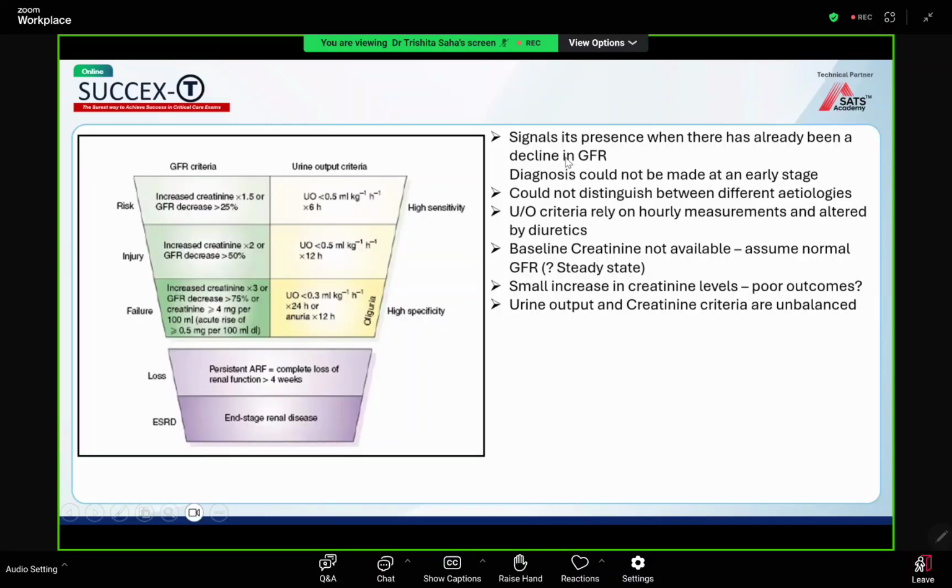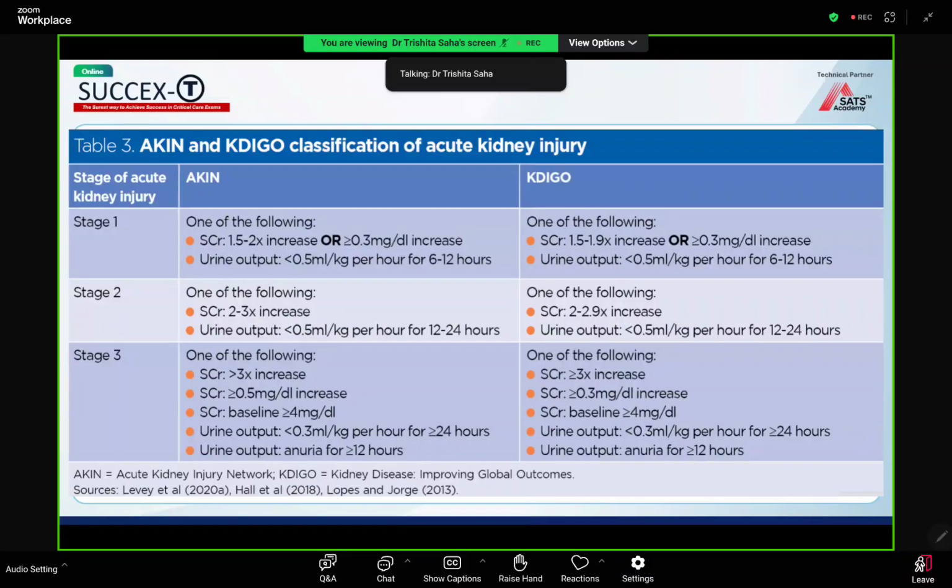The RIFLE criteria signals its presence when there has already been a greater decline in the GFR. Diagnosis could not be made at an early stage. It could not distinguish between the different etiologies. Urine output criteria rely only on the hourly measurements and can be altered by the use of diuretics. Baseline creatinine was not available; assume normal GFR or a steady state level. Small increases in creatinine levels indicated a poor outcome. Urine output and creatinine criteria are unbalanced. So this gave way to the AKIN criteria, the AKIN and the KDIGO guidelines.